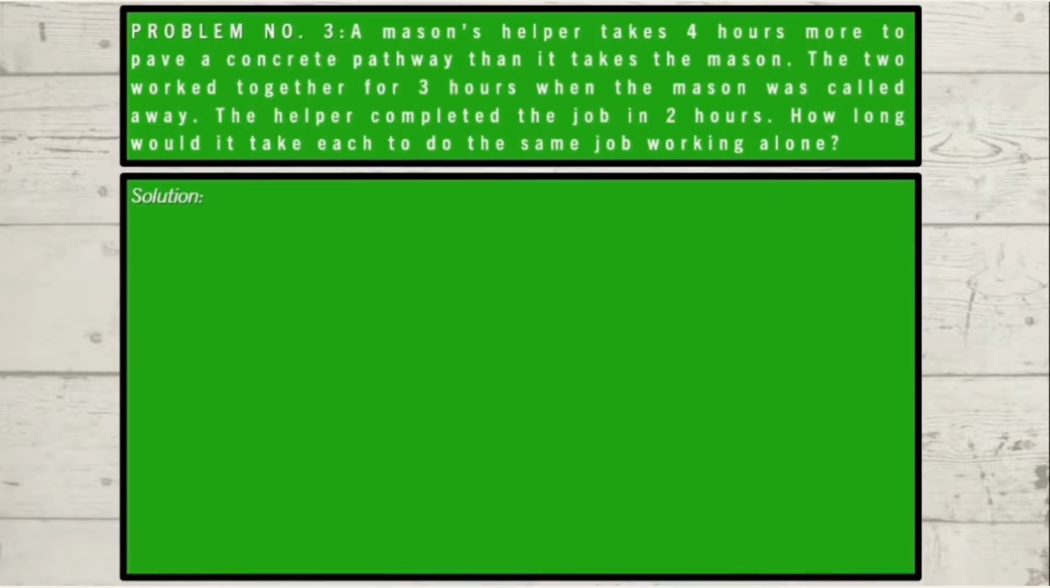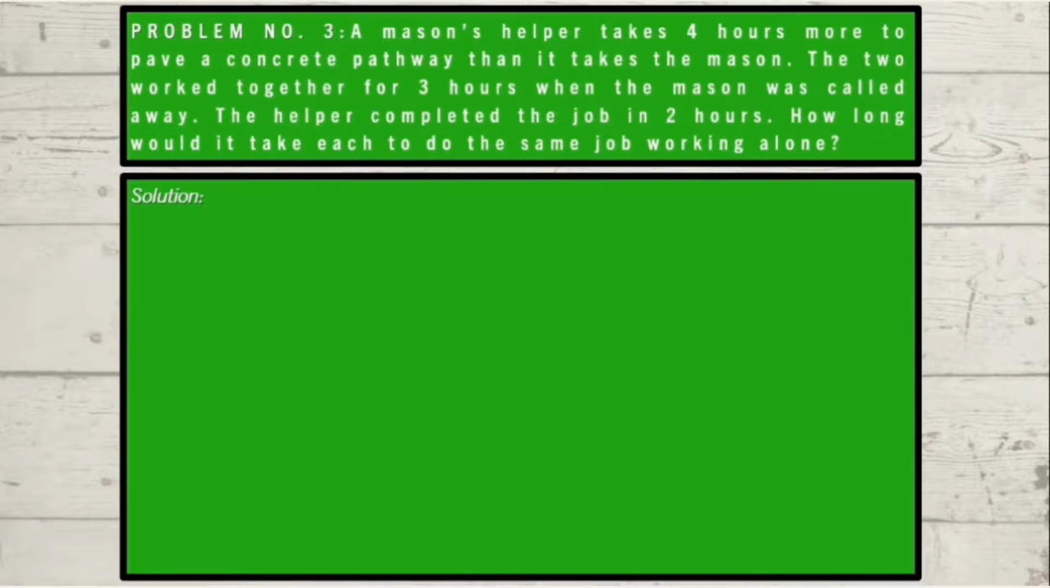For our problem number 3, we have the problem. A mason's helper takes 4 hours more to pave a concrete pathway than it takes the mason. The two worked together for 3 hours when the mason was called away. The helper completed the job in 2 hours. How long would it take each to do the same job working alone?